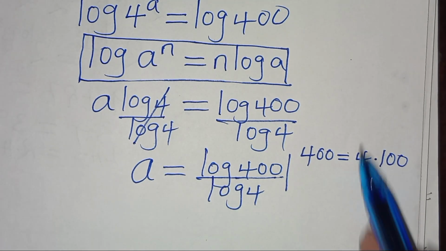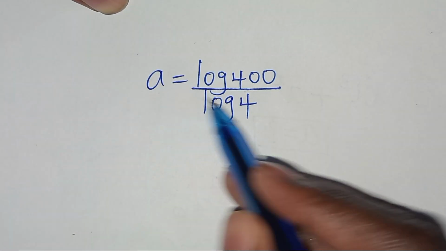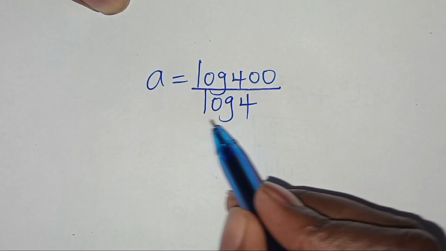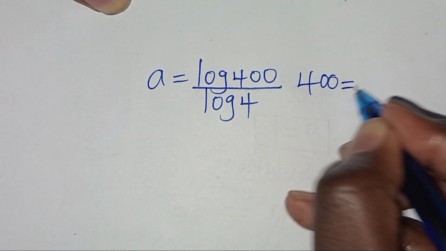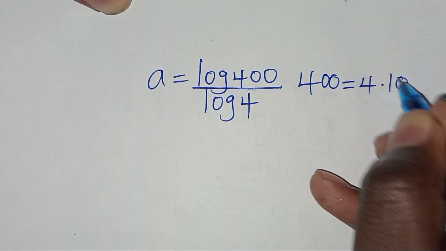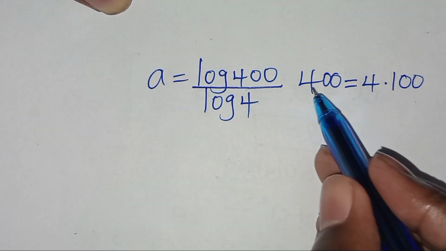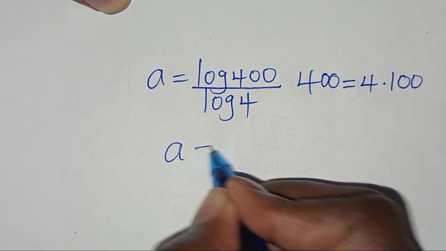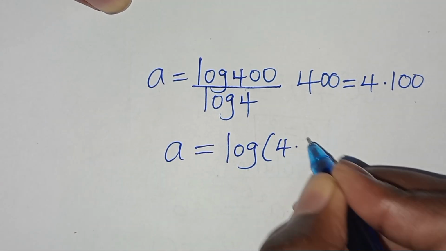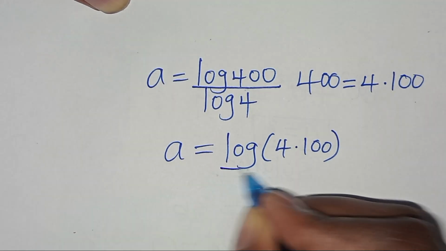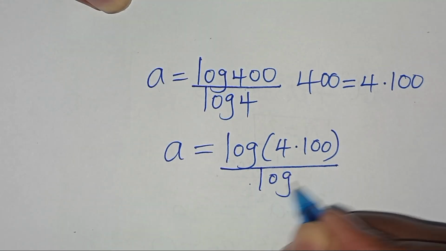So let's substitute this. We have that a is equal to log 400 over log 4. We can express 400 as 4 times 100. Let's substitute this so that a is equal to log 4 times 100 over log 4.